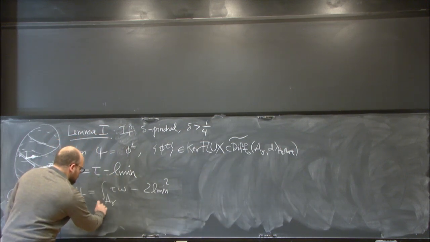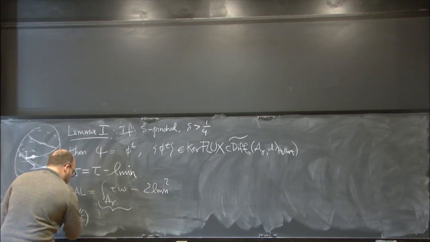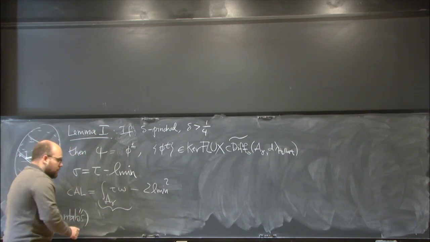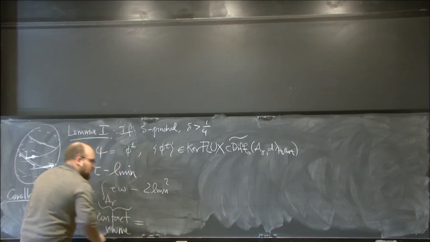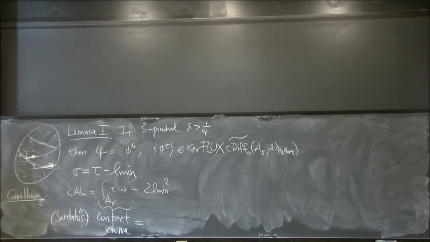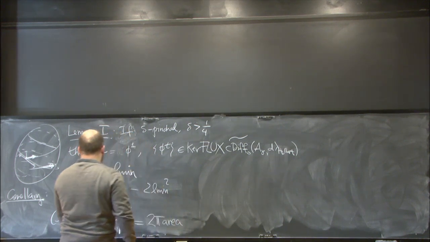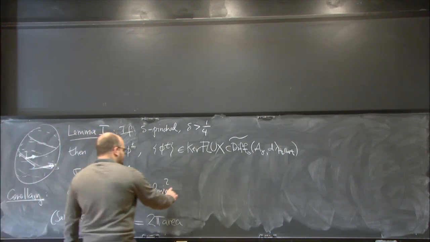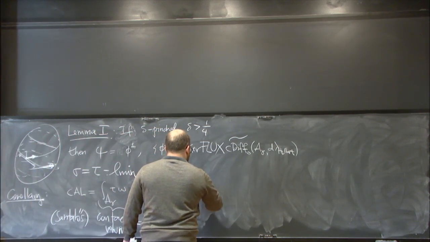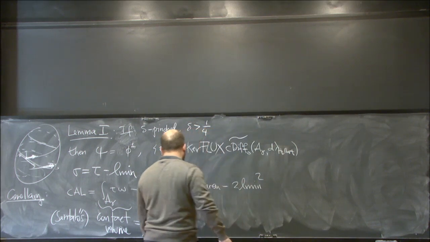But you know, by Santaló's formula, this is equal to the contact volume, and the contact volume is equal to, as I said before, a universal constant depending only on dimension times the area. For dimension 2, this is 2 pi times area. Okay? So in the end, Calabi is equal to 2 pi times area minus 2 L_min squared.